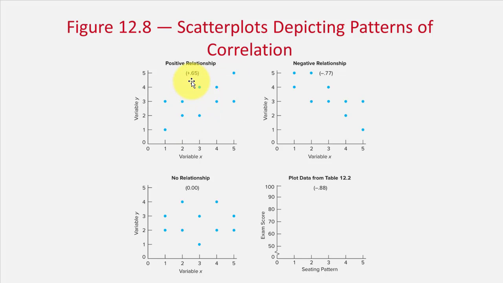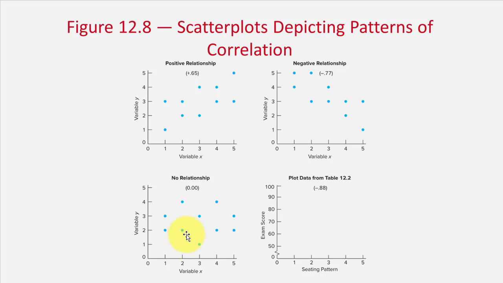We have a positive relationship. If it has a correlation coefficient of positive 0.65, that means that the relationship is positive and it's getting closer to 1, so it's kind of a stronger relationship. A negative relationship is negative 0.77, meaning that the relationship is negative, so the scatter plot has a downward formation, and the number is getting closer to 1, even more so than 0.65, so that means that it has a relatively strong relationship.